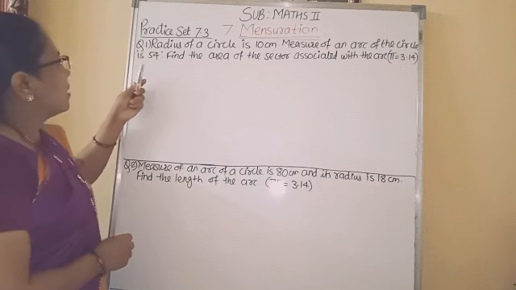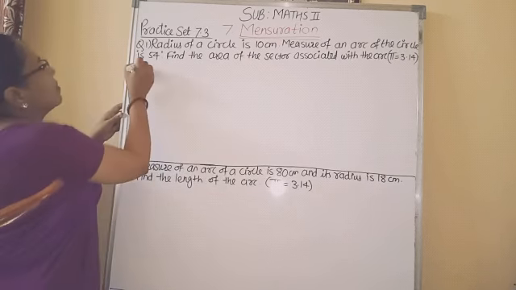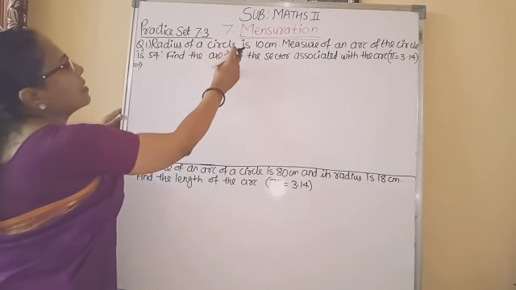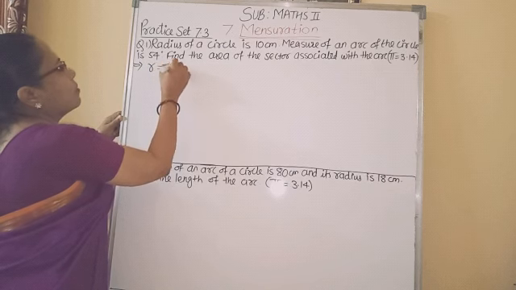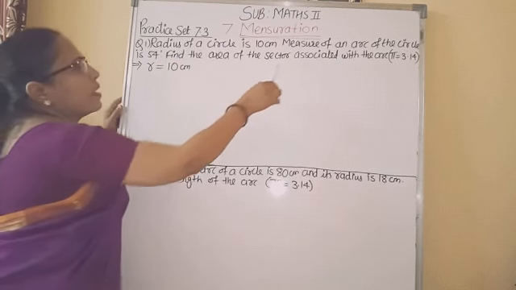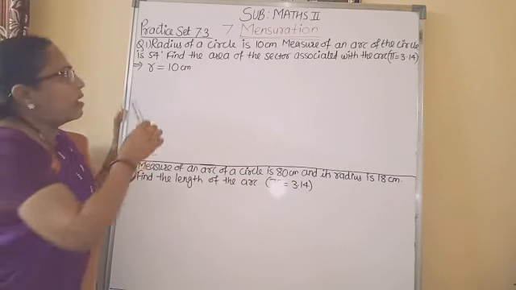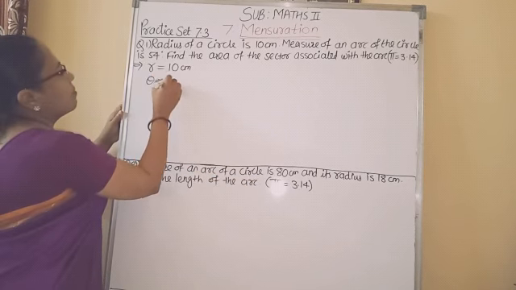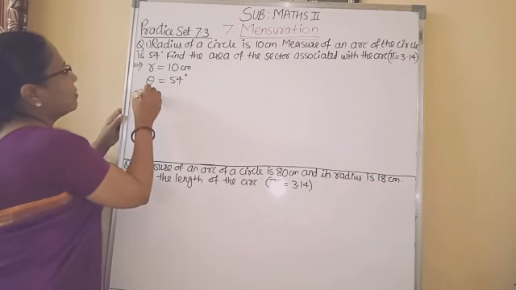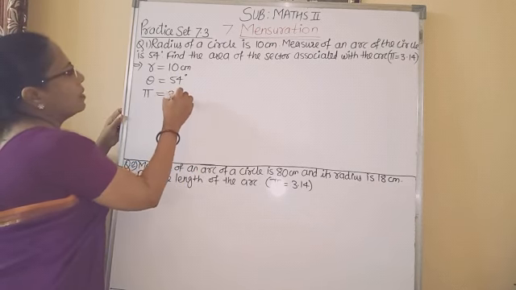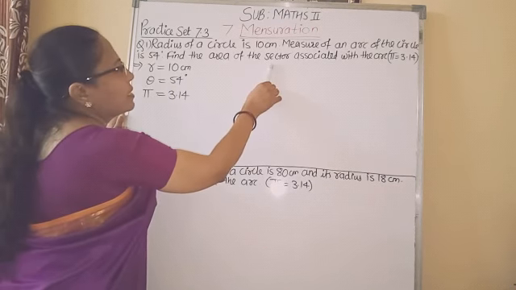Okay, so students, first we will write what is given. Radius of a circle is 10 centimeter. Radius is denoted by r. r is equal to 10 centimeter. Measure of an arc of the circle is theta. So theta is equal to 54 degree and pi value is given. Pi is equal to 3.14. So we have to find out area of the sector.